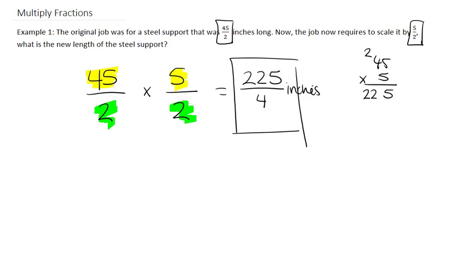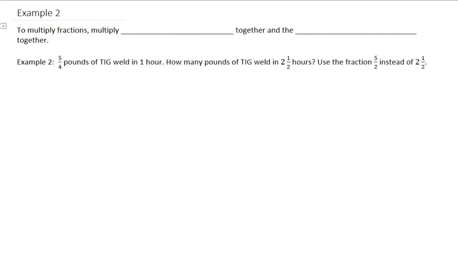Now let's do another problem. Also before that, let's recap. To multiply fractions, we multiply the numerators together like we did in the last example, and then we multiply the denominators together.